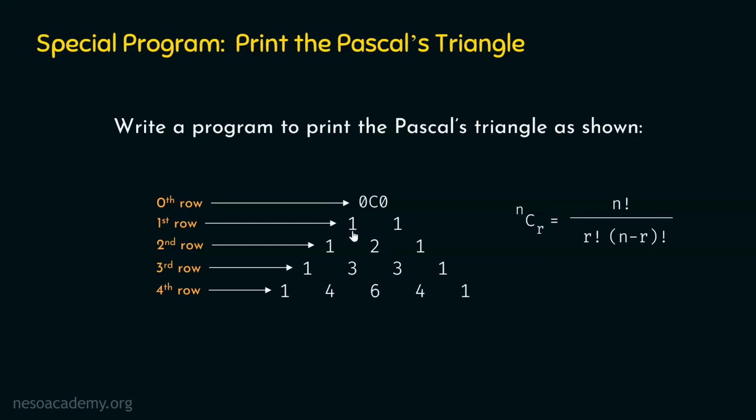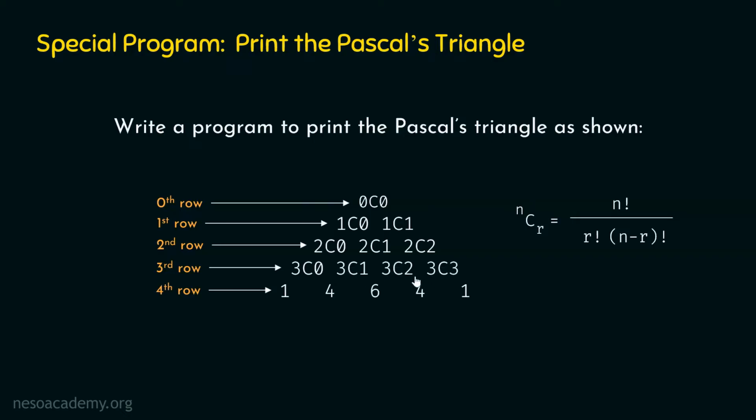Similarly, here we can write 1C0 and here we can write 1C1. Both will return 1. Here we can write 2C0, here we can write 2C1 and here we can write 2C2. 2C0 and 2C2 will give us 1, but 2C1 will give us 2, and that's what we want. We can replace this value by 3C0, this value by 3C1, this value by 3C2, and this value by 3C3.